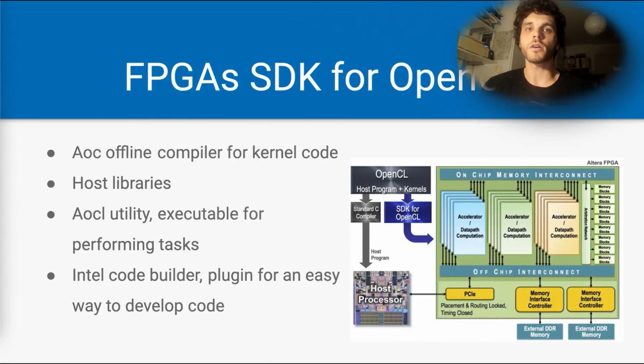The SDK of OpenCL, the software development kit, offers some features like the AOC offline compiler, the host libraries, and the AOCL utility, which is an executable that can perform many common tasks, and also the Intel Code Builder, a plugin for VS Code or Eclipse for an easy way to develop the code.